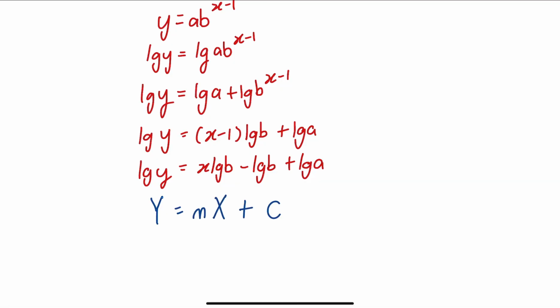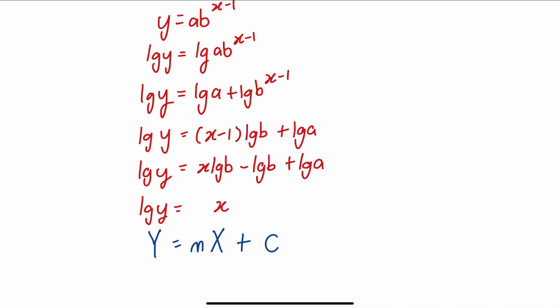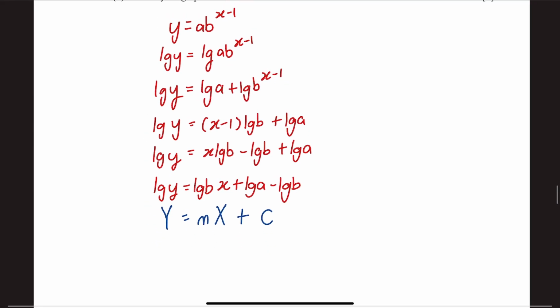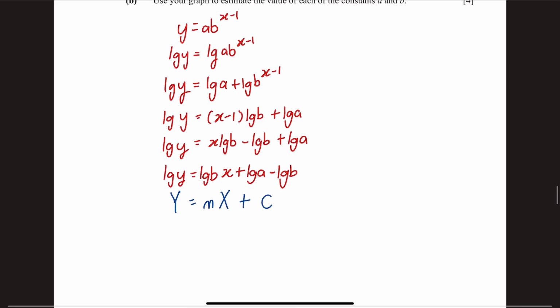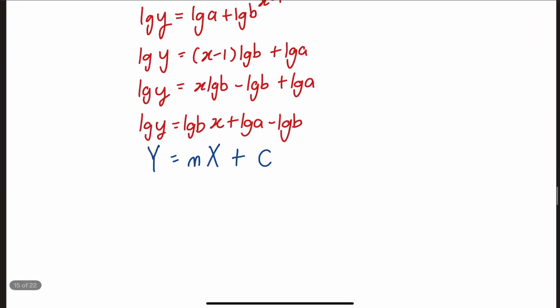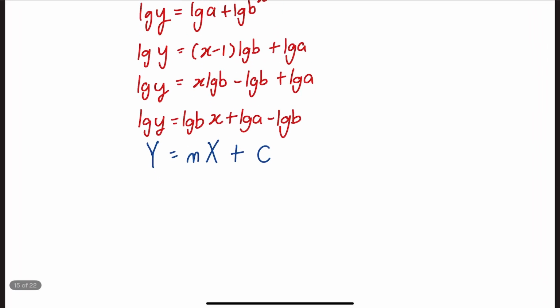So maybe I can simplify this. You can see in my linear form here, my y-axis is log y, my x-axis is x, so the gradient is log b, my vertical intercept will be log a minus log b. Very simply, this means that for the gradient of the graph, you can choose 2 points on the graph. I'm just using an estimate based on the graph that I have.